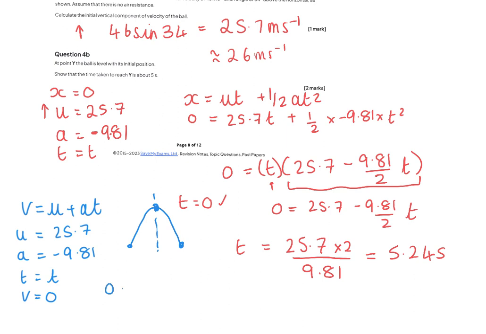So v equals u plus at: 0 is equal to 25.7 plus negative 9.81 times time. If we rearrange that for time, we end up with t is equal to 2.61. So that's the time it took to get to the top, and we also need the time it takes to fall. So what we end up doing is timesing that answer by 2 to get our final time, which is equal to 5.24 seconds.